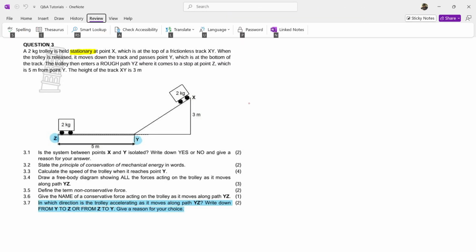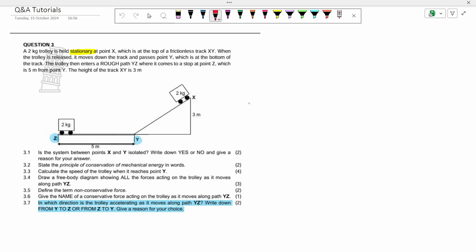So a stationary trolley was held stationary at point X, so we know that the velocity there should be 0. So I'll say V initial, or you can say Vx. Let's just say Vx is equal to 0 meters per second. Okay, then we move on, which is at the top of a frictionless track, XY. So now they are telling you that this track XY is actually frictionless. That's also important, so you go and label that as well. It's frictionless.